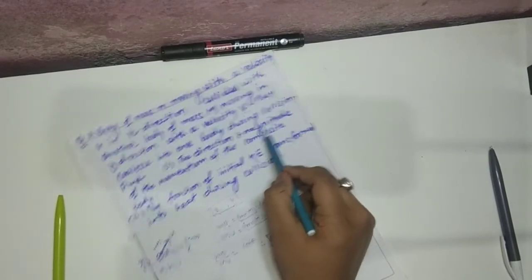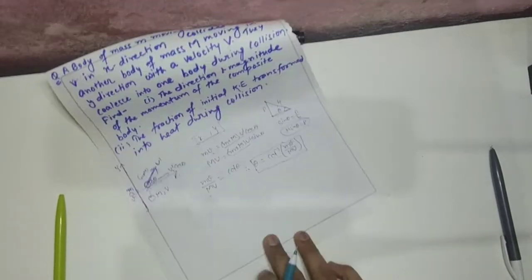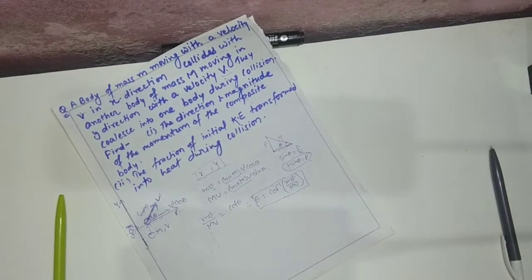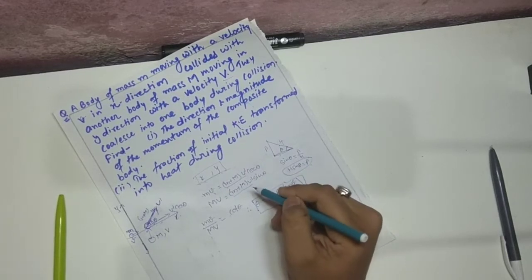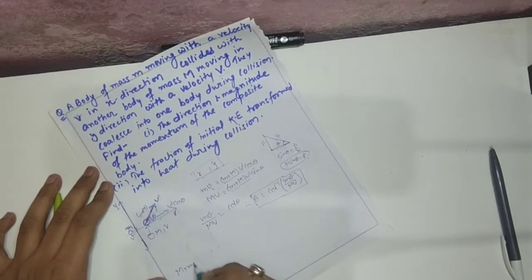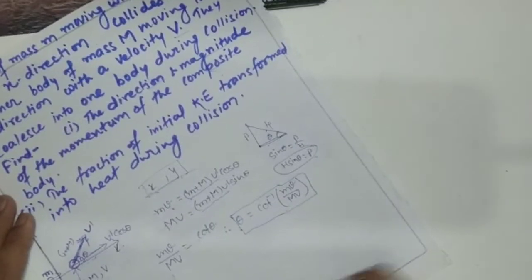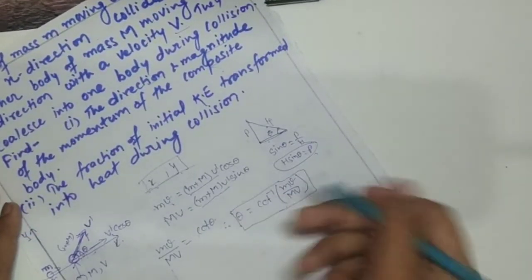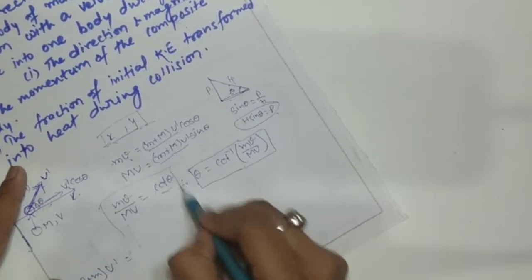Next we need to find its magnitude. Here we can see that the final momentum of this body would be m plus capital M times v dash. It would be pretty easy to calculate, as v dash can be extracted from this expression very easily. We know that cot theta is equal to this.